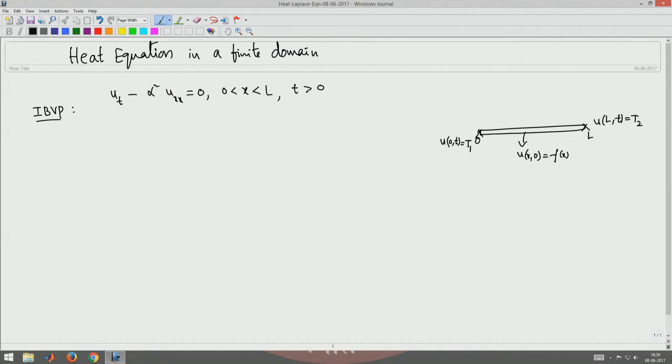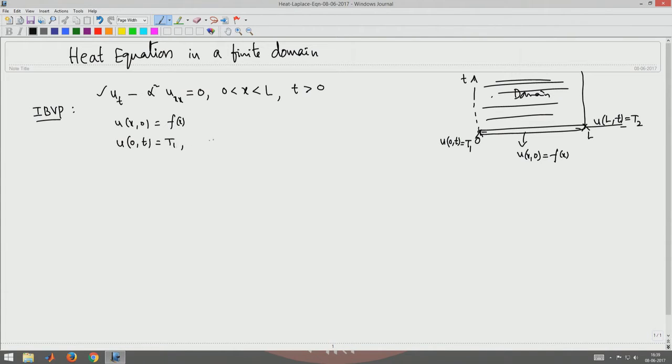So, in this domain, if you say x and t, this is your t, and x is this, from 0 to L. You are in a kind of strip, and this is your domain. In this domain the heat equation is satisfied, and you have the initial data u at x, 0 is f of x, and boundary data u at 0, t equal to T1 and u at L, t equal to T2.